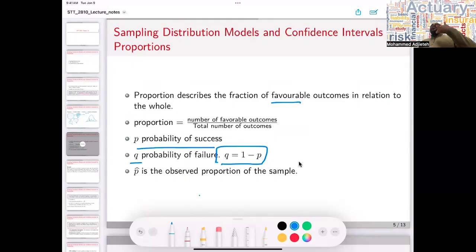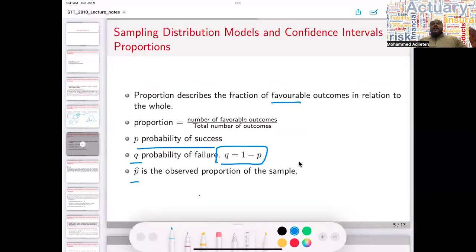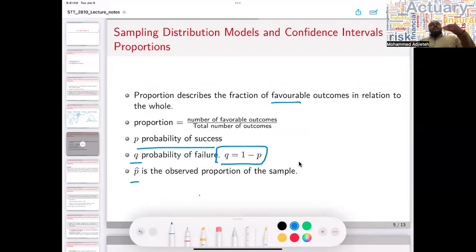When we are dealing with the sample, then we are going to use P hat. Is that okay? P hat denotes the proportion of the sample. P is the proportion of the population. Does that make sense? So when you see the hat, it refers to the sample. Any questions so far? Okay, let's proceed.